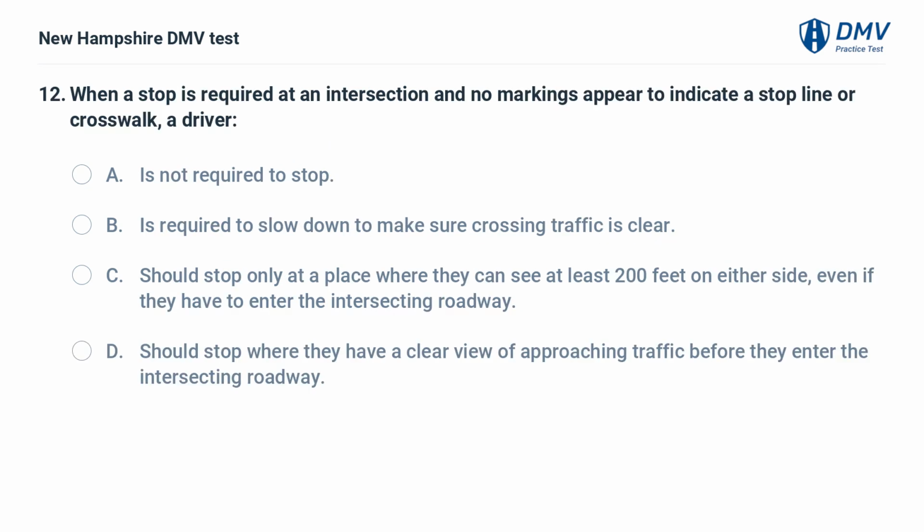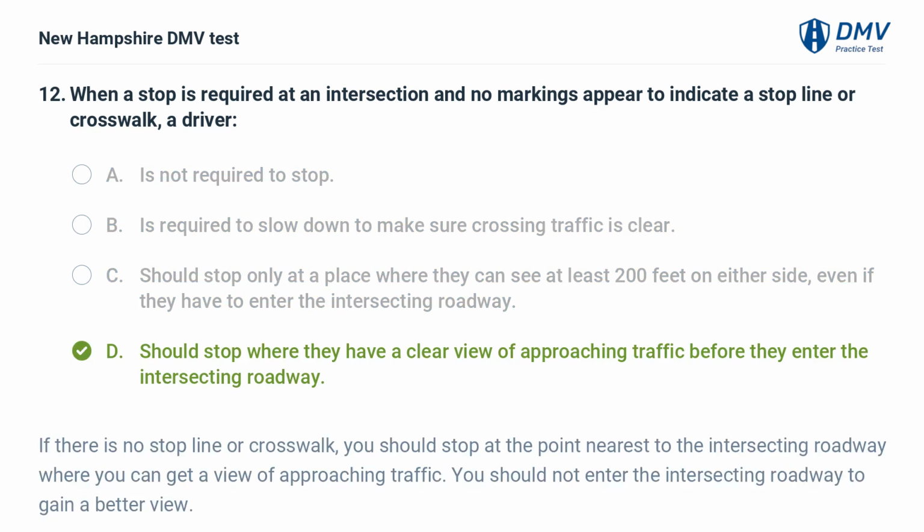When a stop is required at an intersection and no markings appear to indicate a stop line or crosswalk, a driver A. Is not required to stop. B. Is required to slow down to make sure crossing traffic is clear. C. Should stop only at a place where they can see at least 200 feet on either side, even if they have to enter the intersecting roadway. D. Should stop where they have a clear view of approaching traffic before they enter the intersecting roadway.